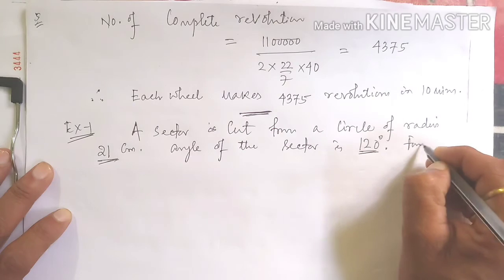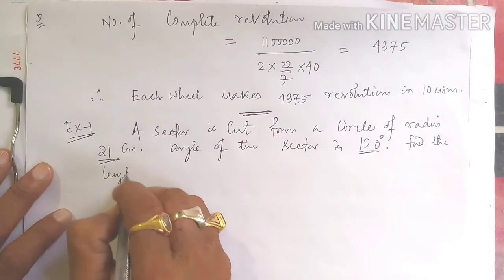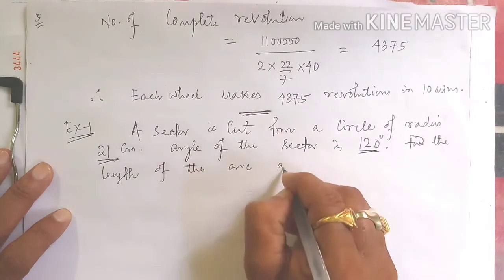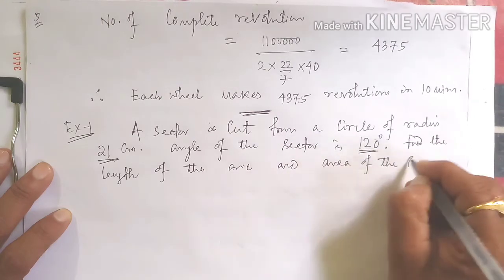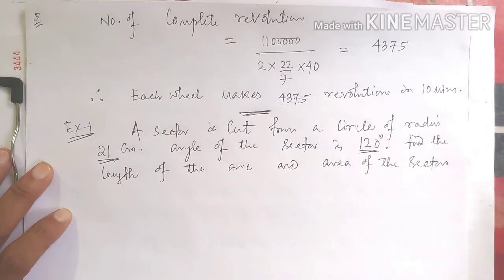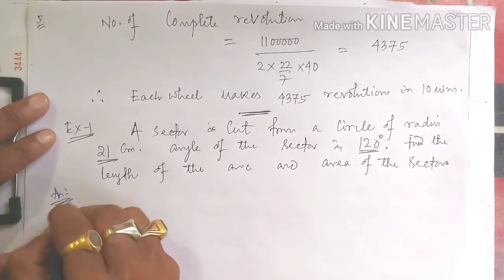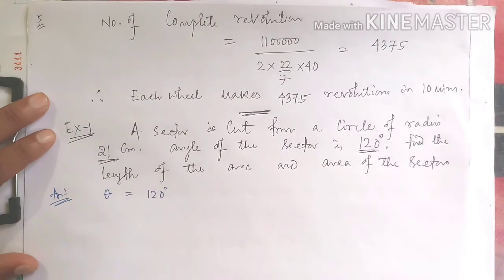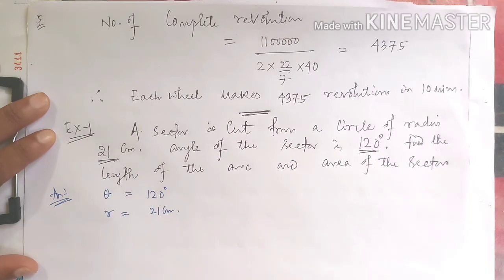Find the length of the arc and area of the sector. So here simply you write the angle of the sector, and the radius is 21 centimeter, simple.